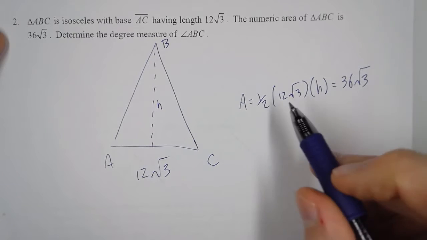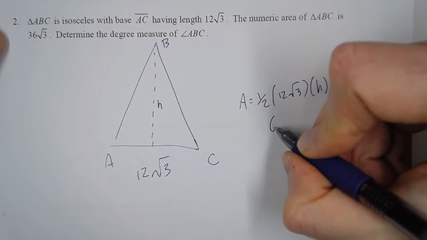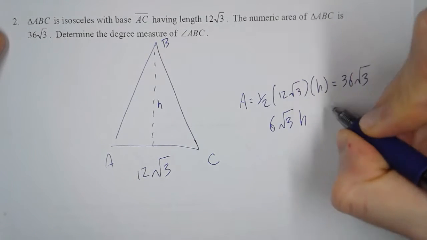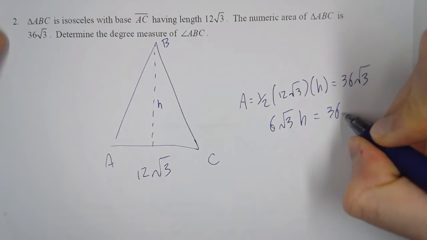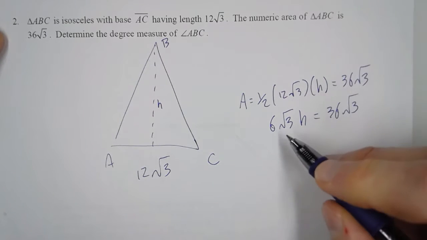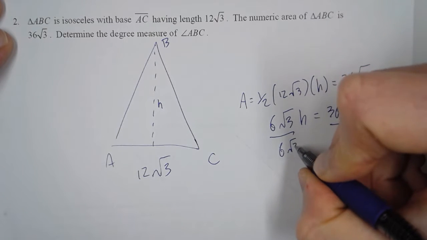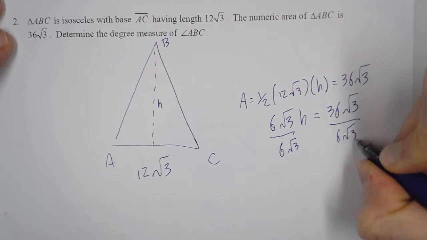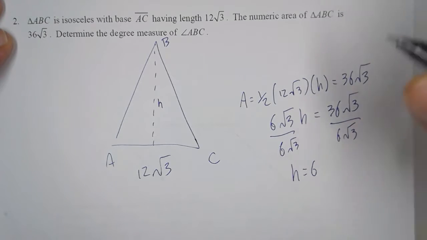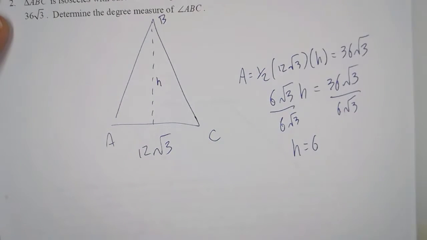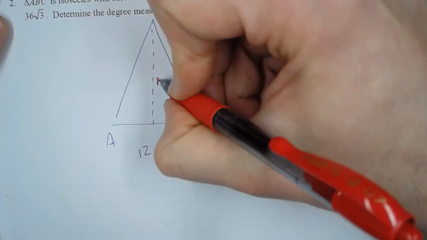Now we simplify this a little bit. 6 square root of 3 h equals 36 square root of 3. So to solve for h, we divide both sides by 6 radical 3. And so we get h equal to 6. So now we know that our height of this triangle is 6.